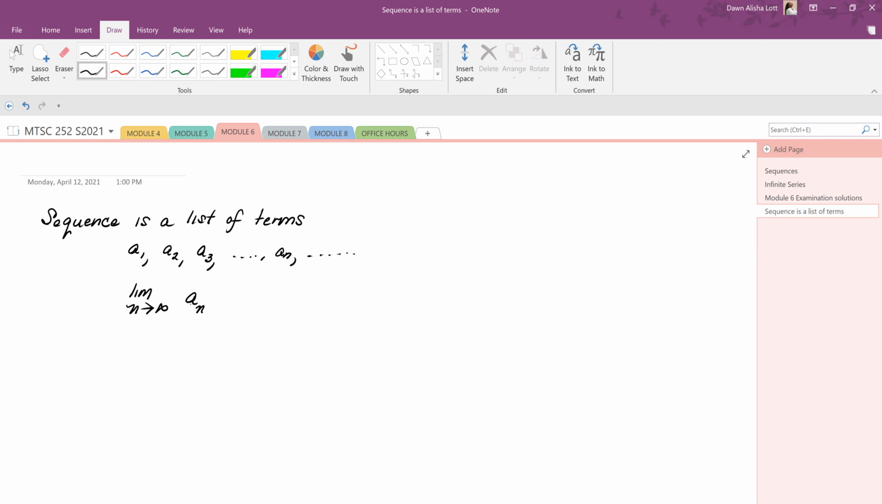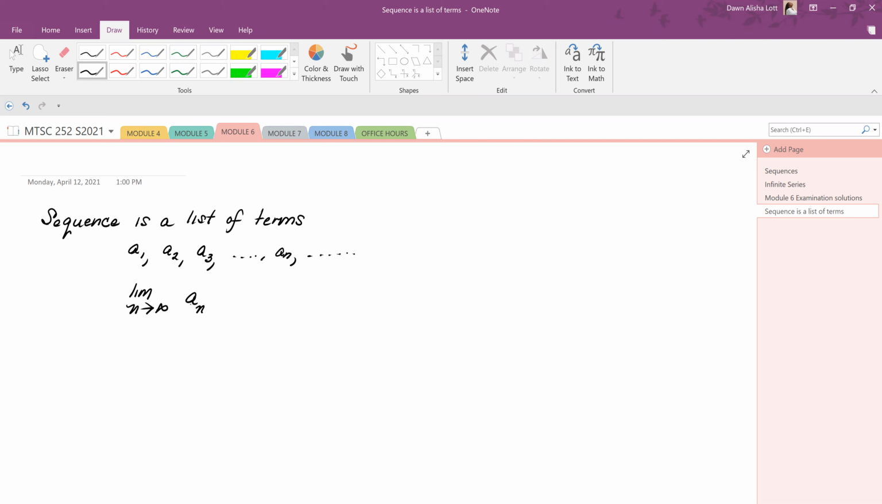So we want to look at sequences that converge and sequences that diverge. Sequences that converge approach one fixed number, and sequences that diverge either go to infinity or you can't find the actual limit of the sequence.